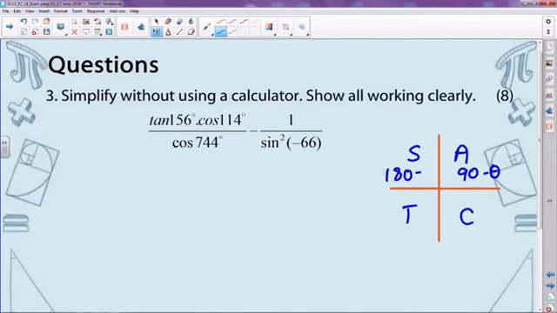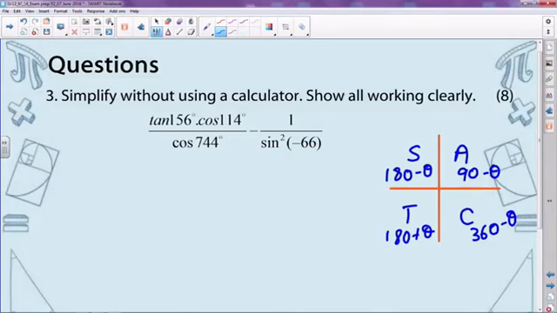In the second quadrant, it's 180 minus theta. And obviously, your theta is an acute angle. And in the fourth, 360 minus. Okay, you should be very familiar with this CAST diagram. All right. So for the first one, tan of 156 degrees.